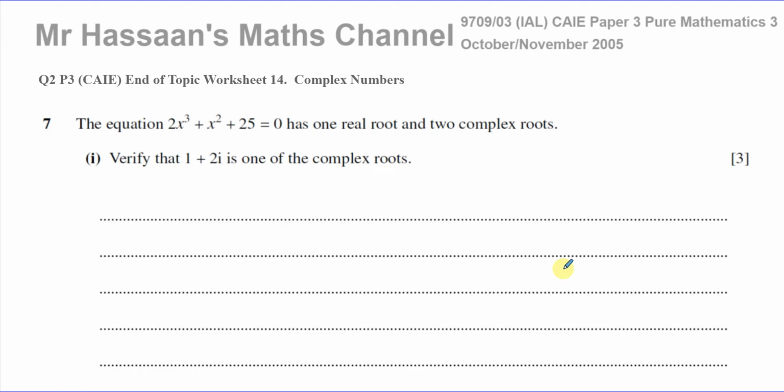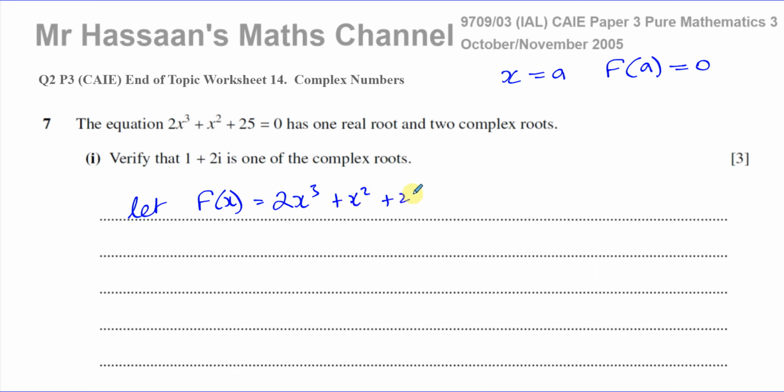So we've got to verify that 1 plus 2i is one of the complex roots. What we know is that if some particular value is a root of a function, then when you substitute that value into the function, what should come out is 0. That's like the factor theorem, so the same would apply here. Let's call the function f of x, 2x cubed plus x squared plus 25.